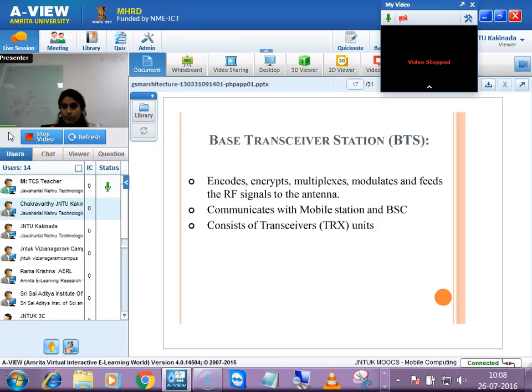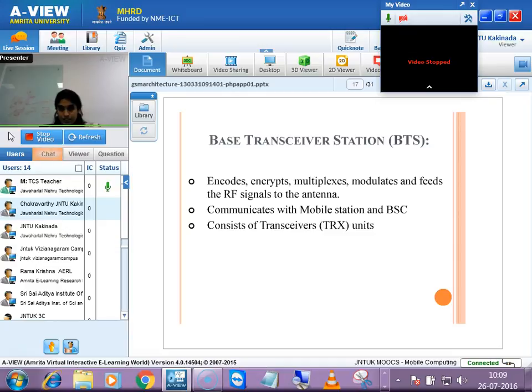Okay, base station controller will be having some group of base stations. So base transceiver station, what are the functionalities of the base transceiver station? Here it encodes, encrypts.